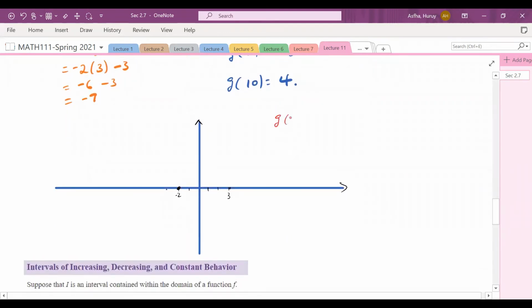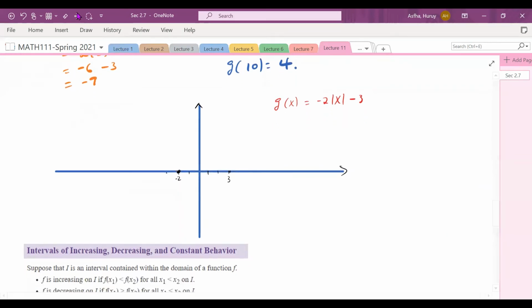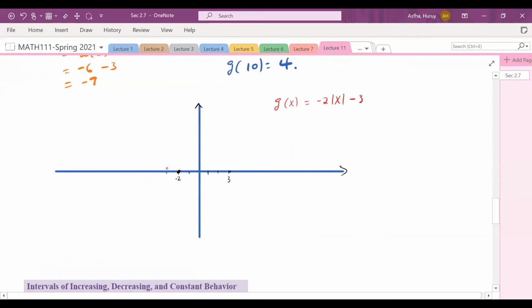So we have g of x equals negative 2 absolute value of x minus 3, and this is when x is below negative 2. Now let's plot this graph. Basically, what is this function without this restriction? How does it look without the restriction, I mean this less than or equal to negative 2?